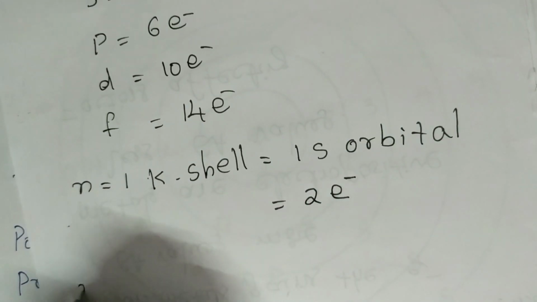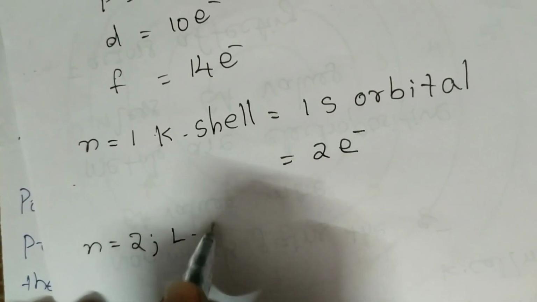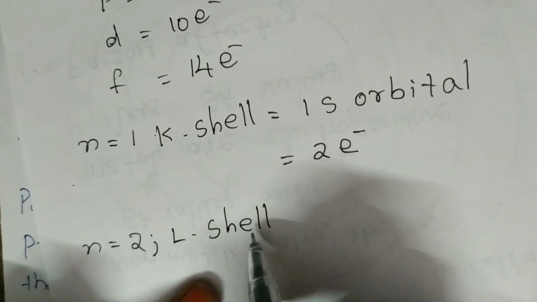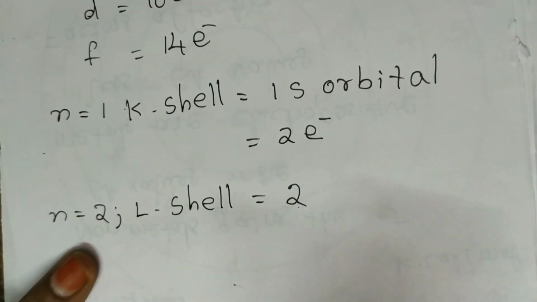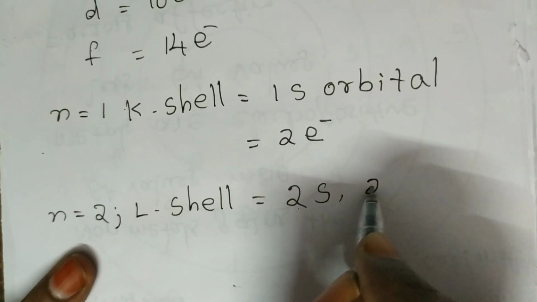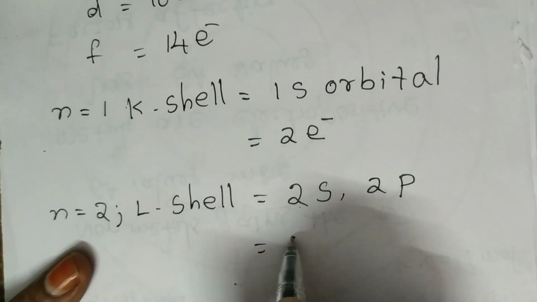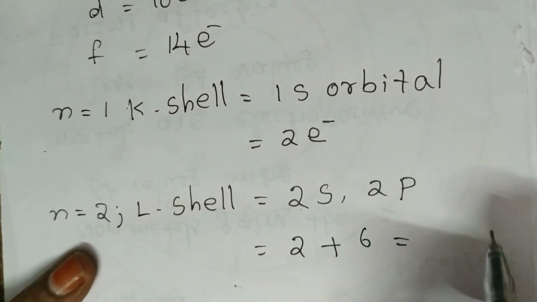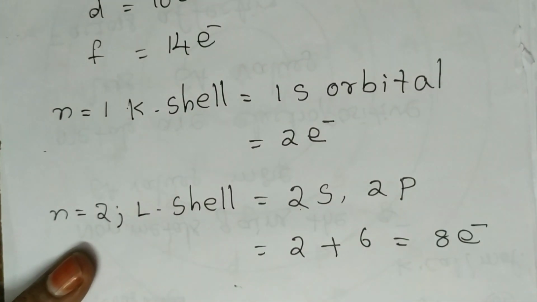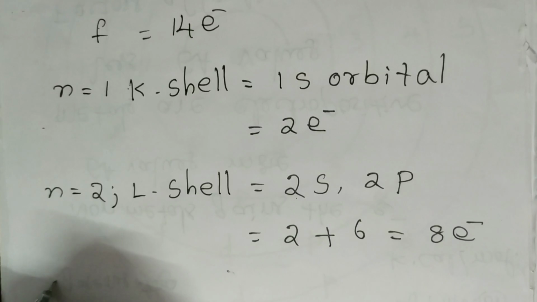Then you consider n equal to 2, meaning principal quantum number of the shell is 2. Then we call this the L shell, the second shell. So this indicates the number of the shell, here 2, and then the 2s orbital and 2p orbitals. Now the 2s orbital can accommodate 2 electrons plus the p orbital 6 electrons. So the total should be 8 electrons. More than that is not possible in the L shell.